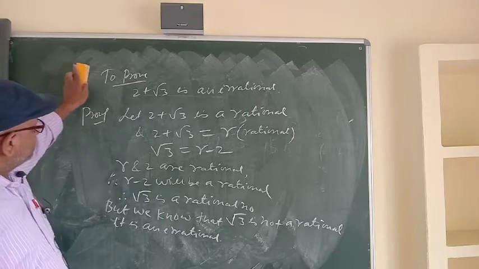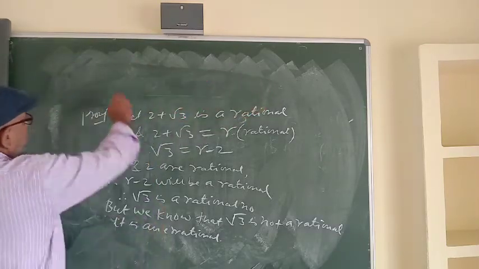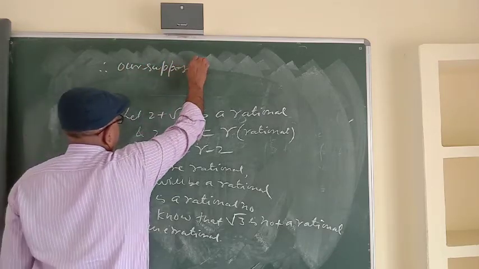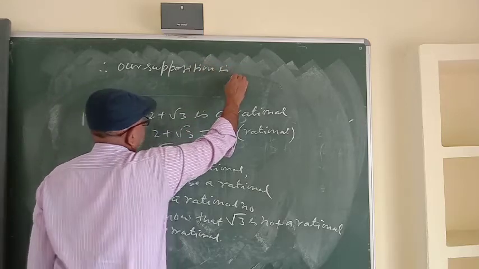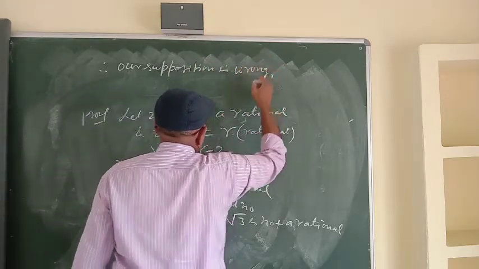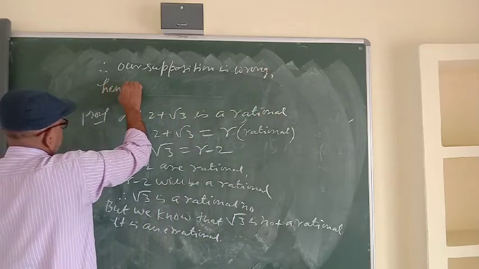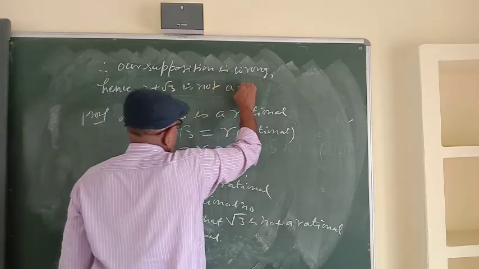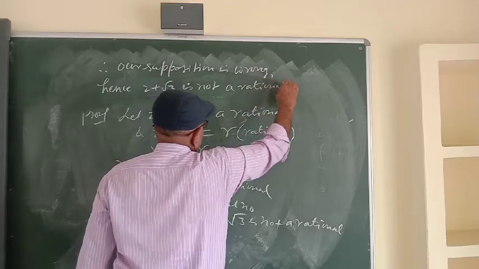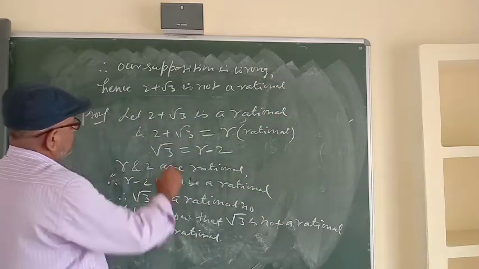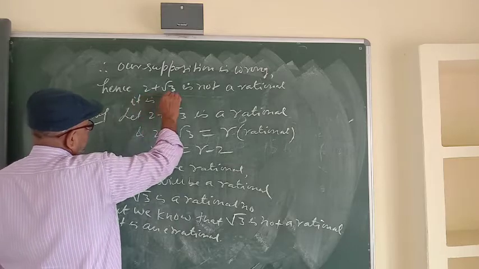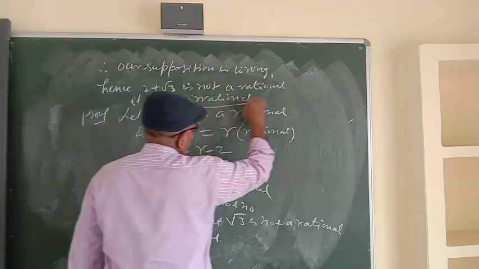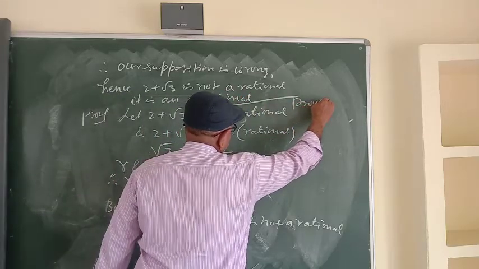So again we will write. So therefore, our supposition is wrong. Hence 2 plus root 3 is not a rational, it is an irrational. It is an irrational. Proved.